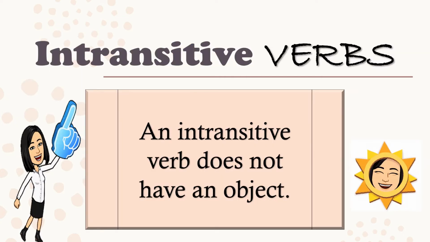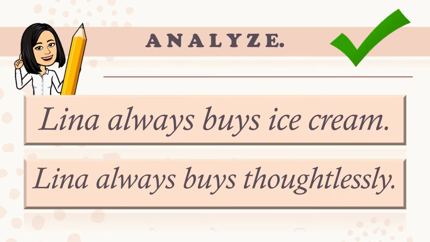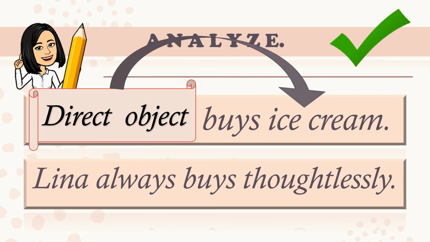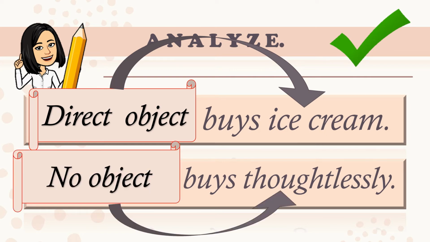Now, let's deal with intransitive verbs which do not take an object. Examples. Lena always buys ice cream. In the first sentence, ice cream is the direct object because it answers the question, what does Lena buy? However, in the second sentence, Lena always buys thoughtlessly. There is no object present since we have an adverb after the verb buys. Thus, the sentence means that she just buys whenever she wants to, but did not mention what she buys.